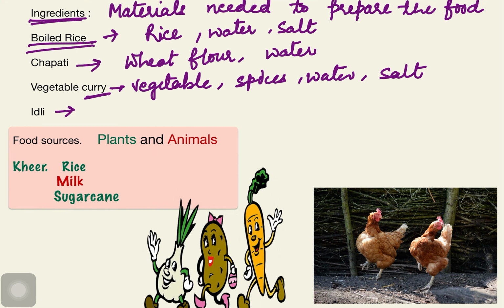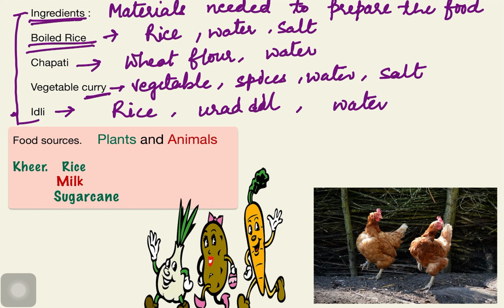Now again idli: rice, urad dal and water. So these ingredients are the materials which we need to prepare the food. Now where do we get these ingredients from? There could be some sources of that.